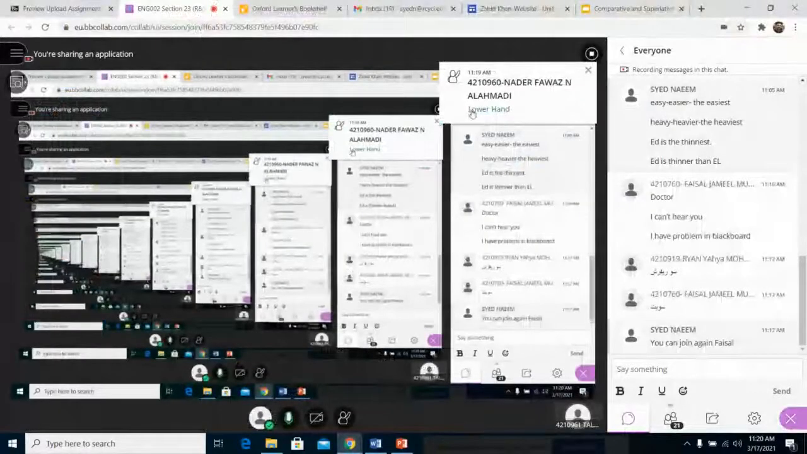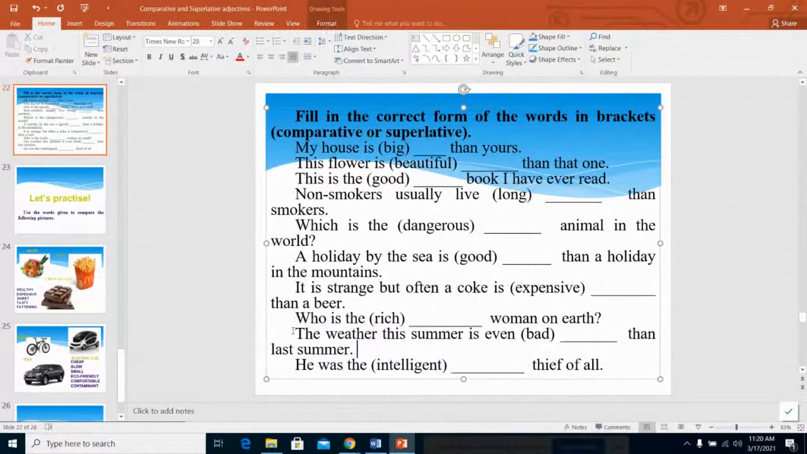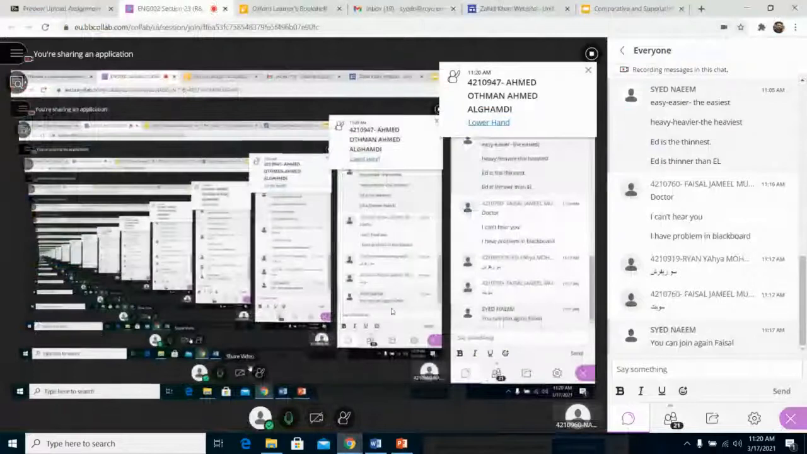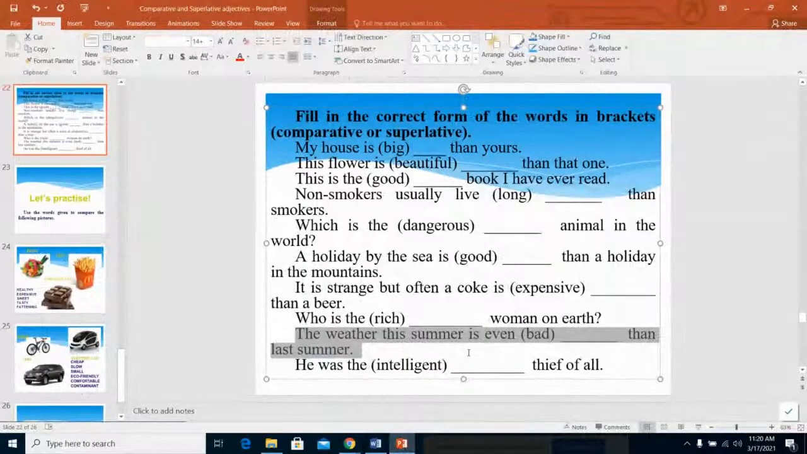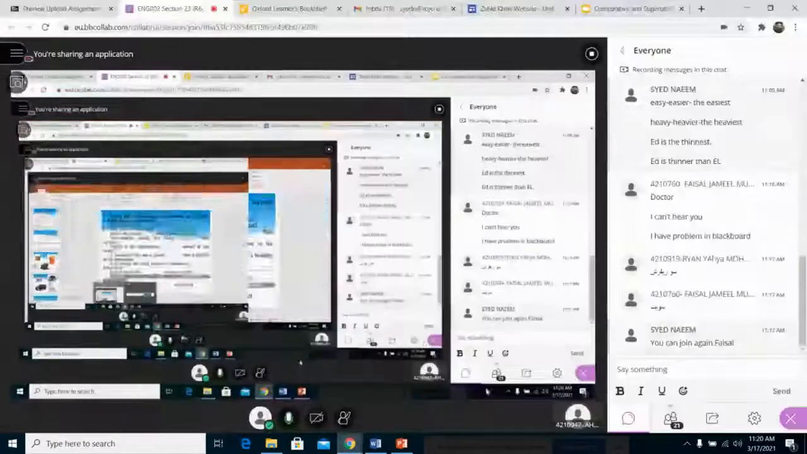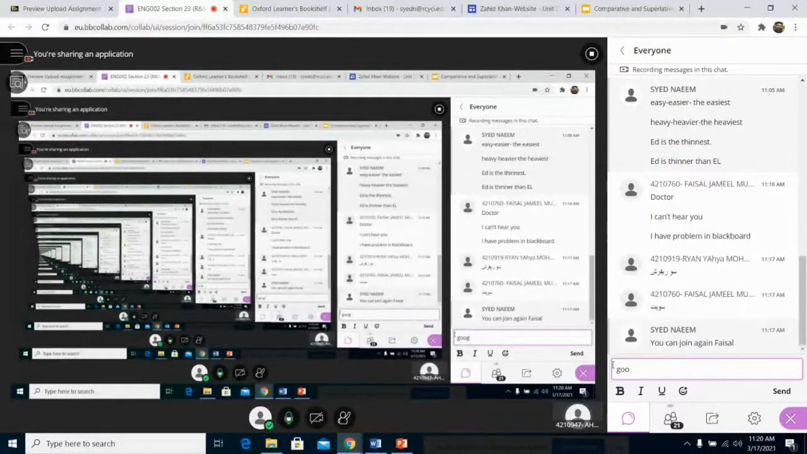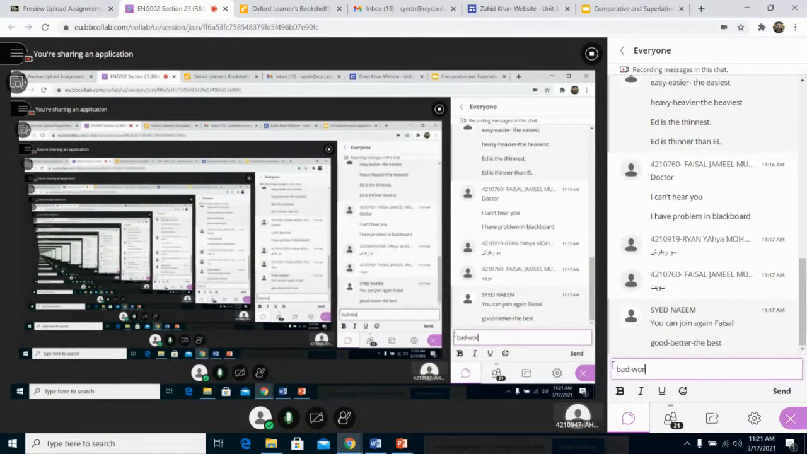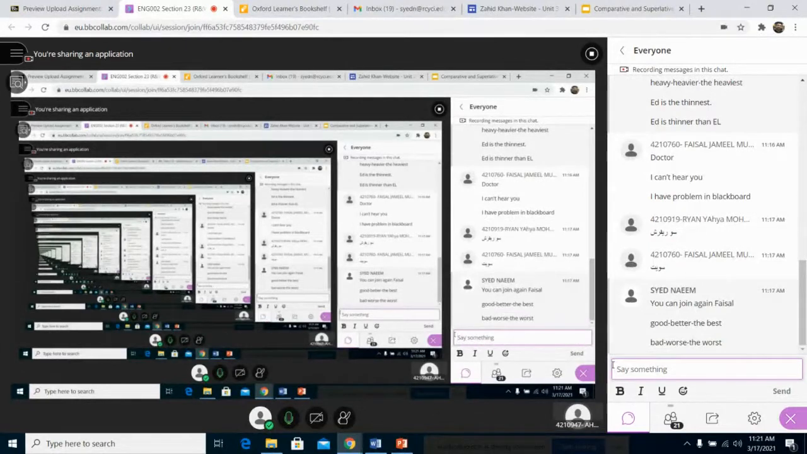Okay, another one. Who is ready? Nadir, who wants to do this one? The weather this summer is even worse than last summer. No, better. I told you bad and good are irregular adjectives. Ahmed, can you make it? The weather this summer is even worse than last summer. Worse. Let me write it down in the chat box. When we say good, it should be better and the best. When we say bad, it should be worse, and then we say the worst, like this. All right.